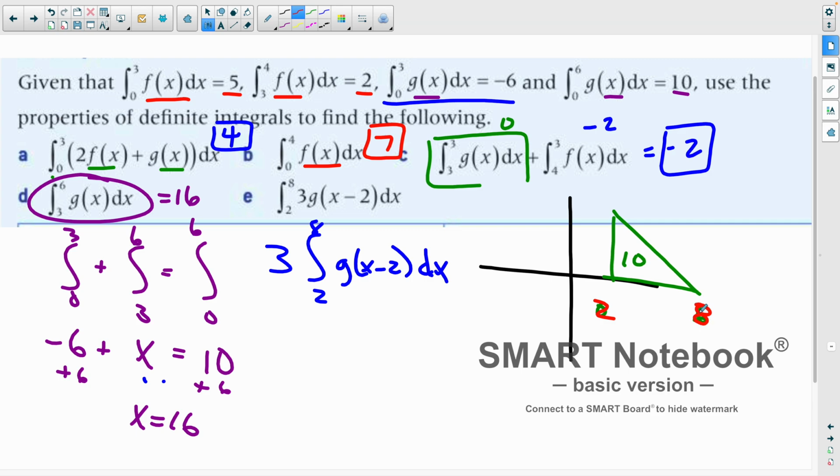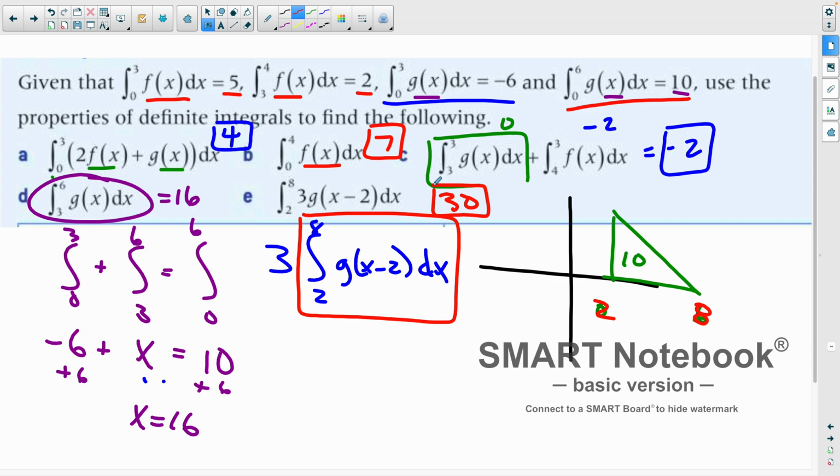So it's basically still 0 to 6, but what did I do? I just moved it right 2. Did that change the area? No. It didn't change the area because my area is between that shape and the x-axis. So it stayed the same. So this right here is just another way of saying this. We've translated it. So it's worth 10 times the 3 on the outside. So this answer would be 30.